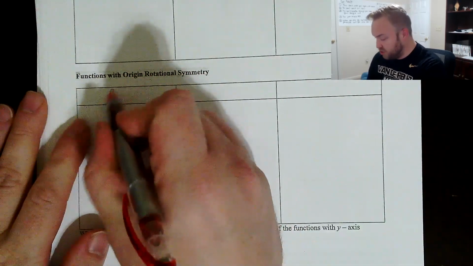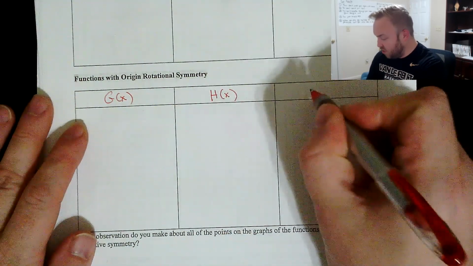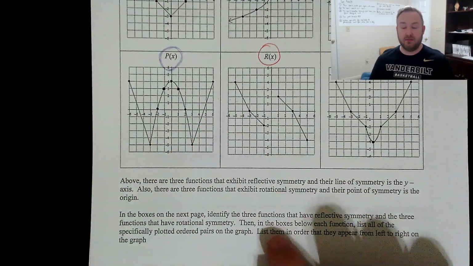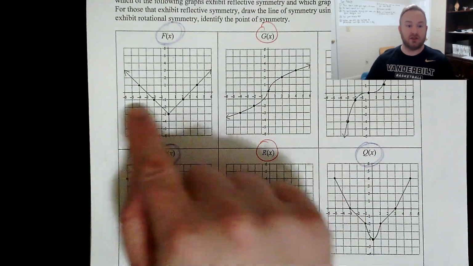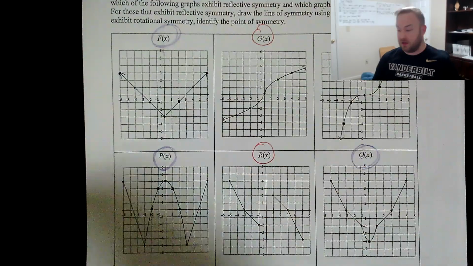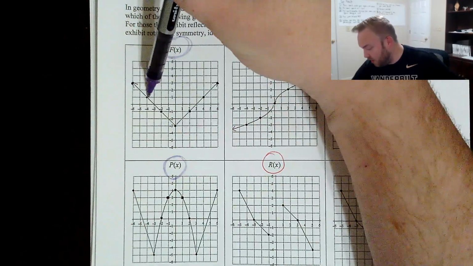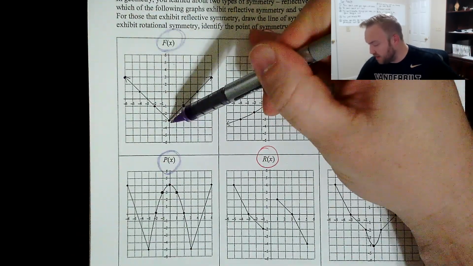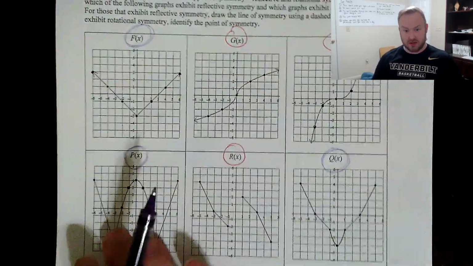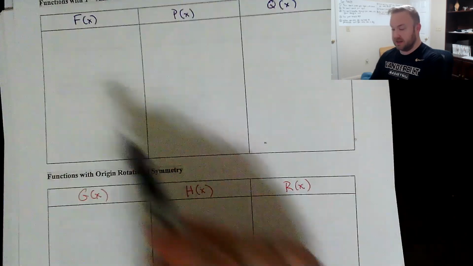On the next page, we have functions with origin rotational symmetry: g of x, h of x, and r of x. Now I'm just going to flip back because there are some directions on the page before. It says in the boxes on the next page that we are supposed to list all of the specifically plotted ordered pairs on the graph in the order that they appear from left to right. So we're going to go through f of x and list them, using the beginning point where the arrow is and the ending point where the arrow is as well. We'll list (-6, 3), (-4, 1), (-2, -1), (0, -3), (2, -1), (4, 1), and (6, 3). We're going to do that for all 6 functions and list all of their ordered pairs.